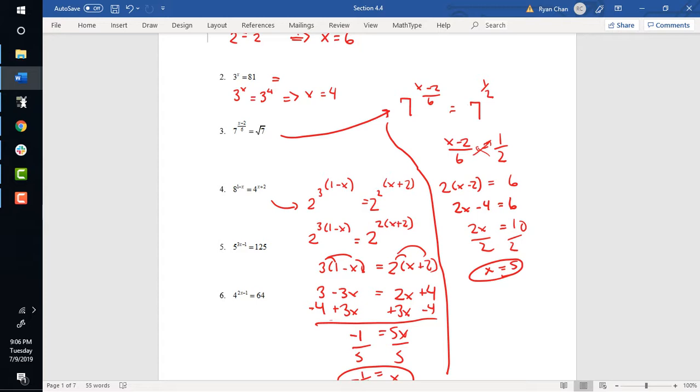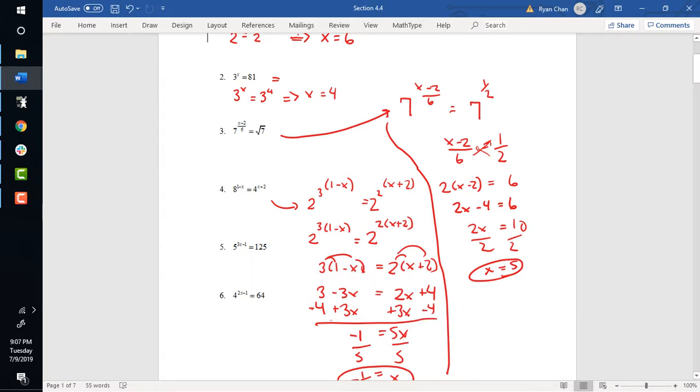So the first type of method was called change of bases. You want to manipulate it so both of them have the same base, and then you set the exponents equal to each other. Okay? Make sure, as you can see in problem 4, you know your rules of exponents. If I have a power to a power, remember I multiply them together.